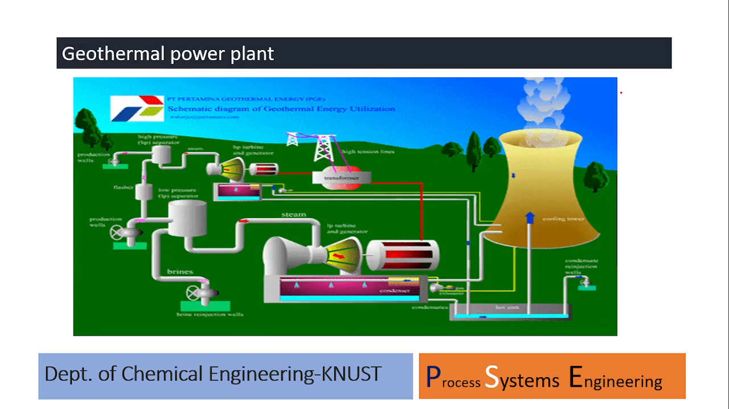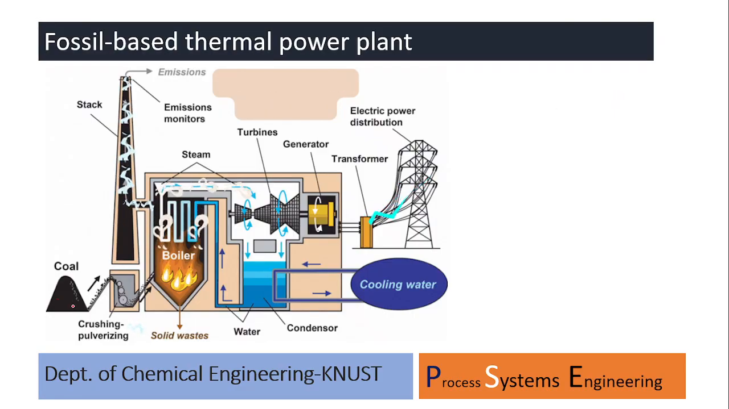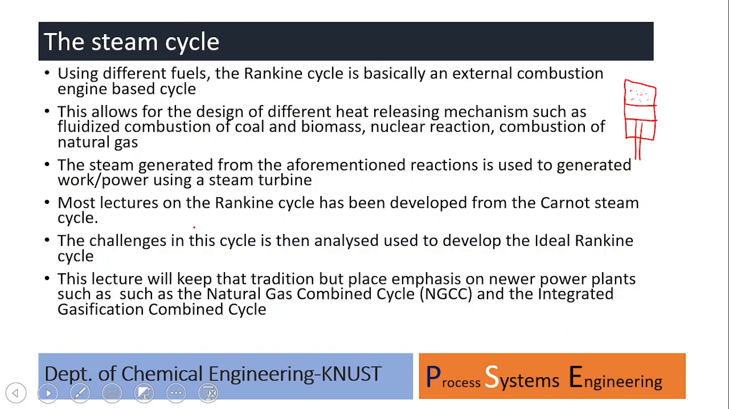But in a case like what we see over here, where I'm burning the coal, right, separately from the part that contains the water, the working fluid, then that becomes an external combustion engine. And this allows us to have different kinds of heat releasing mechanisms, right? So we can fluidize some of our materials, we can work with nuclear reactions, we can do so many different things. And then the steam that we generate, we use it to produce some kind of power or some kind of work.